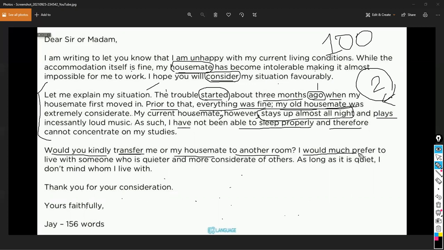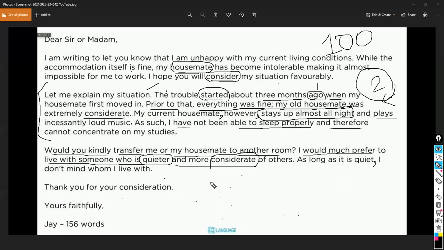But I would prefer to transfer me because I want to live with someone else who is really quieter than that person and more considerate. Considerate of others. As long as it is quiet, yes, okay. I don't mind who I live with.